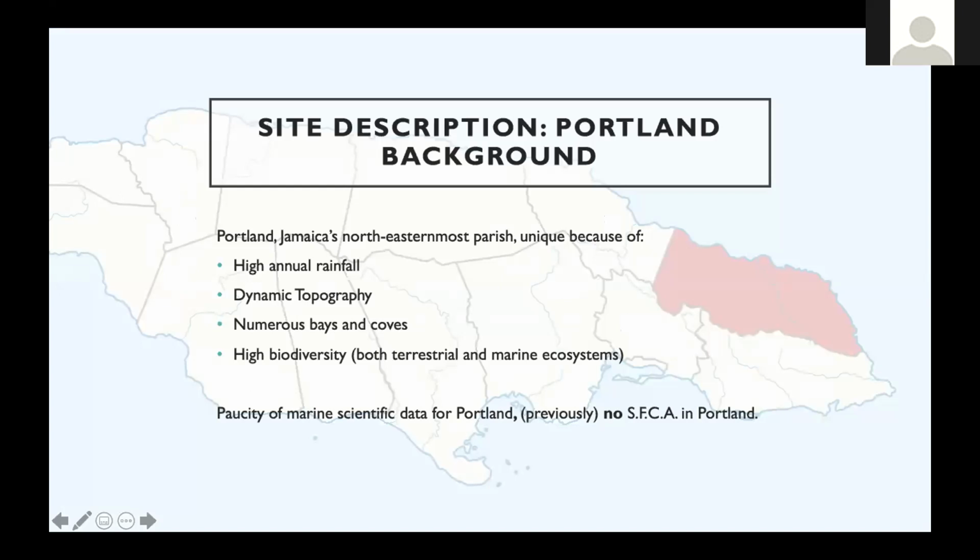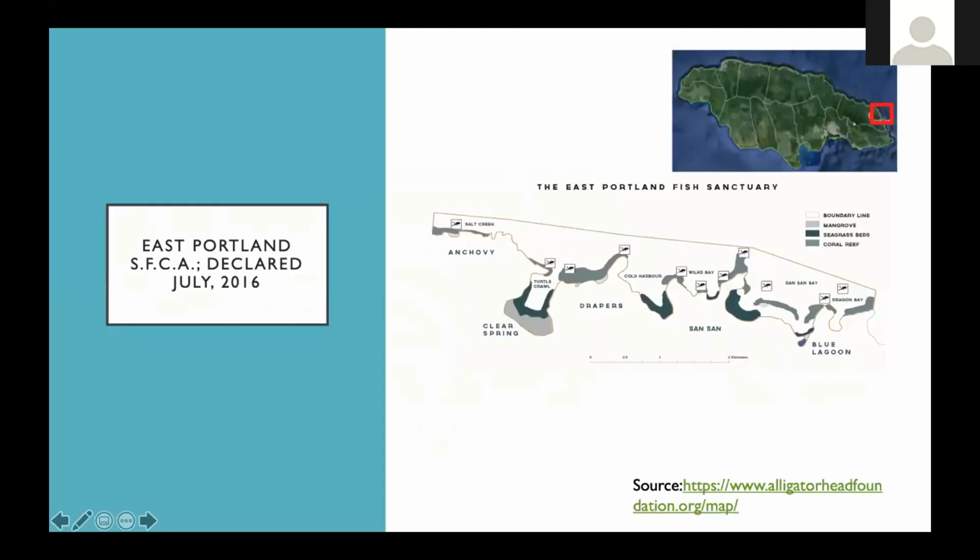So for those not familiar with Portland, Portland is Jamaica's northeasternmost parish. And it's particularly unique because of features such as its dynamic topography. It has the highest annual rainfall on the island, between parishes. And it has generally a very high biodiversity, but much of it is unexplored. But there was a great paucity of data, especially marine scientific data, for Portland prior to the initiation of this research in 2014.